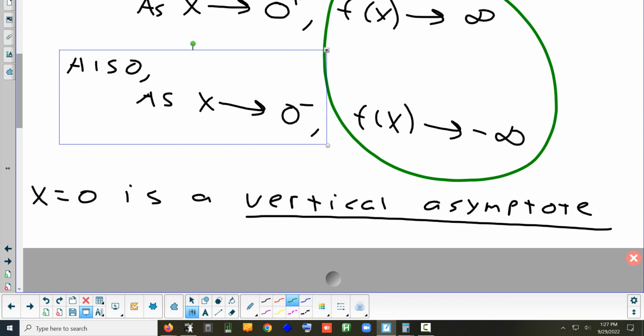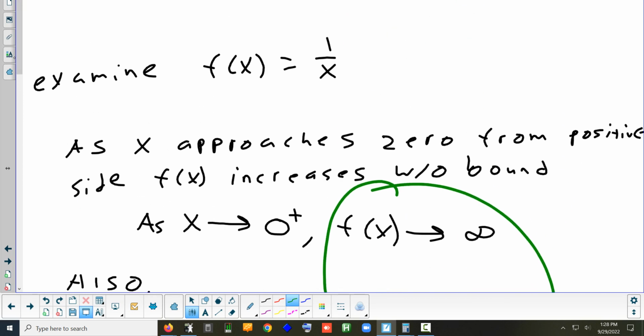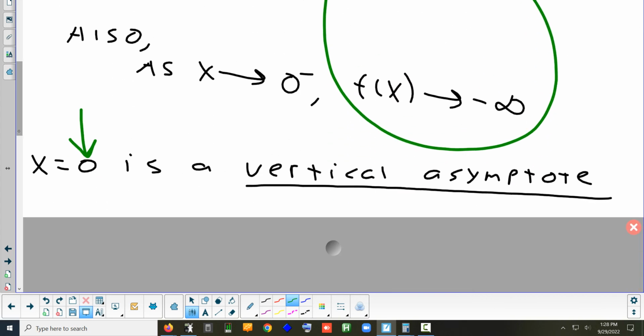So in this particular problem, x equals 0 is a vertical asymptote. Well, how would you know that it's 0 if you didn't have a picture? It's actually pretty easy. Look at the original problem. What number was not in the domain? 0. The number that's not in the domain is generally your vertical asymptote. So if you know how to find the domain, then you automatically know how to do vertical asymptotes.